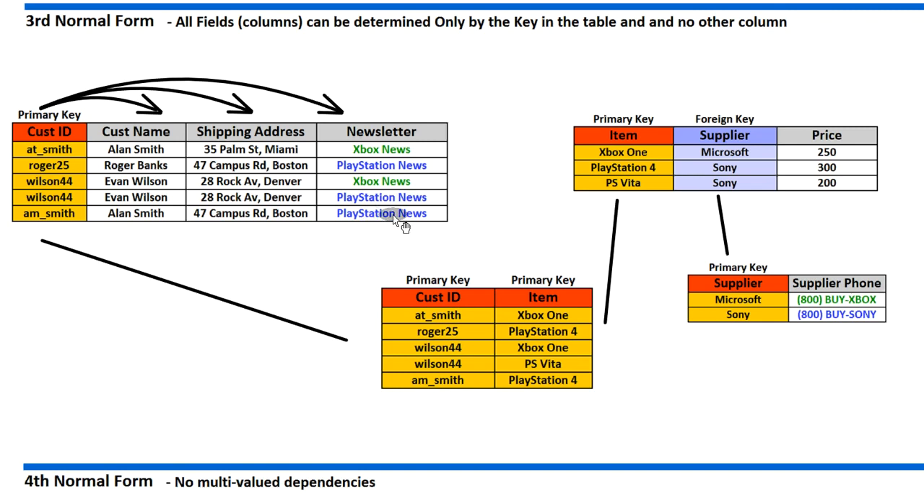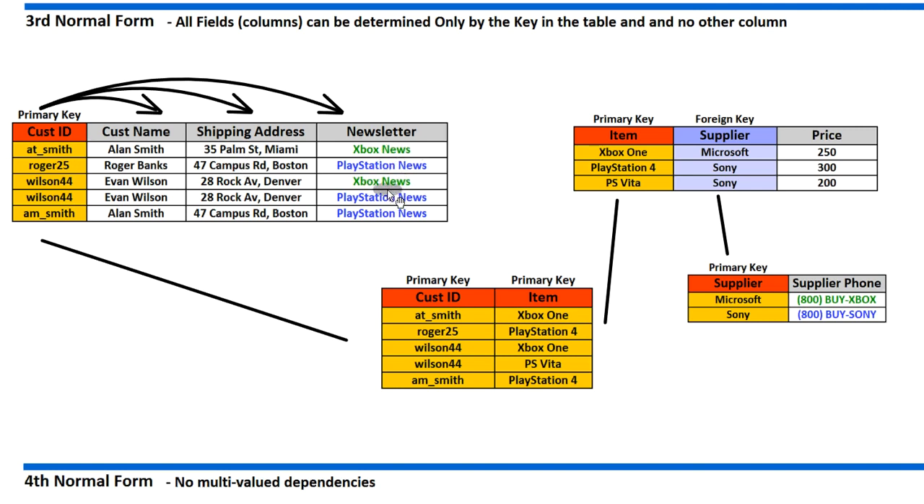So the multi-value dependency is a situation where one column can have a different amount of values than, let's say, the other column. For example, in this database, I didn't allow multiple shipping addresses per customer. Every customer has one shipping address, but they have multiple newsletters. But in real life, let's say if you have an Amazon account, you can have multiple credit card numbers on file, and at checkout you choose which one you want to use, and you could have multiple shipping addresses, one for home, one for work.